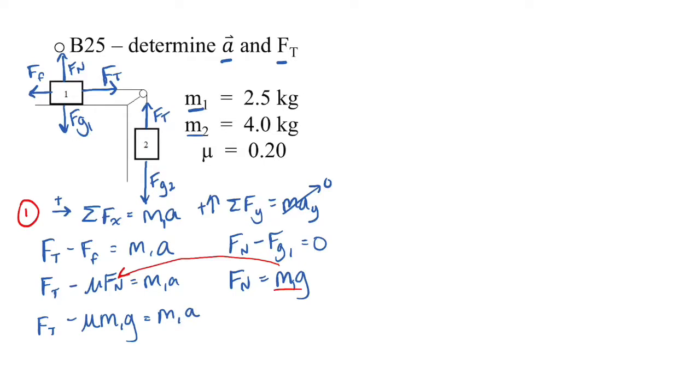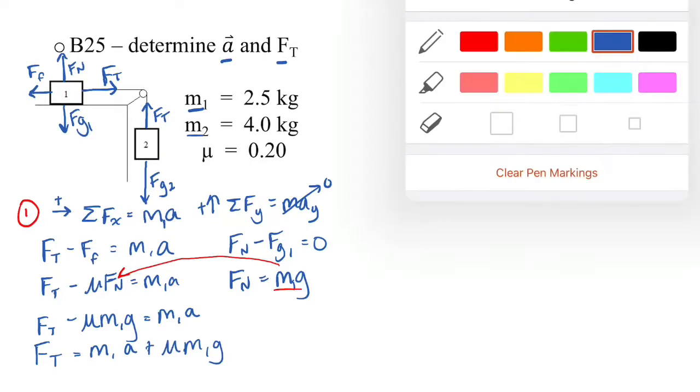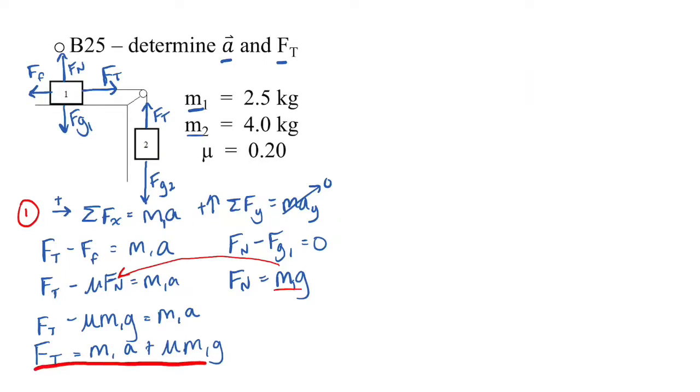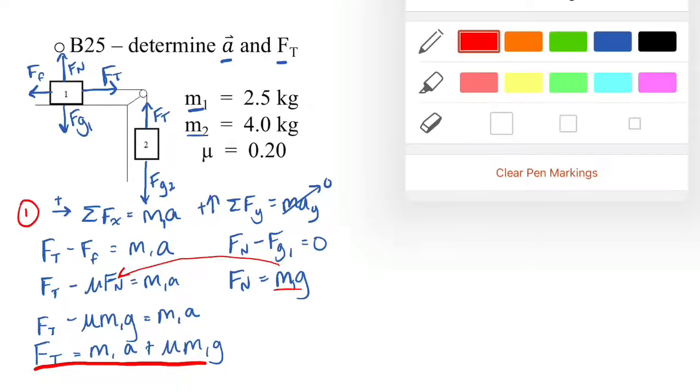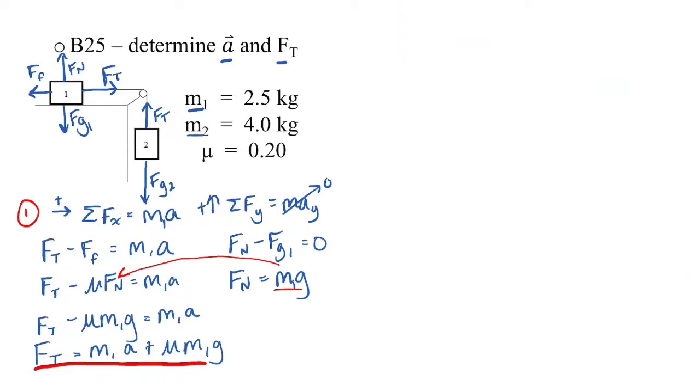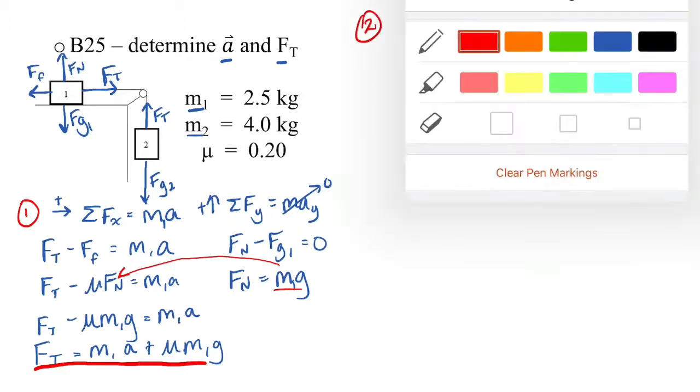So like I said, what you're going to be doing a lot of the time in these questions is getting an expression for force of tension, and so you can substitute it into the other breakdown once we write Newton's second law for mass 2. Okay, so here I'm going to add mu m1g to both sides. And so there's my equation for force of tension. So I'm going to make sure that I just kind of know where that is because I'm going to go over to mass 2 now, and I want to make sure that I keep that in mind because I know I'm going to use it.